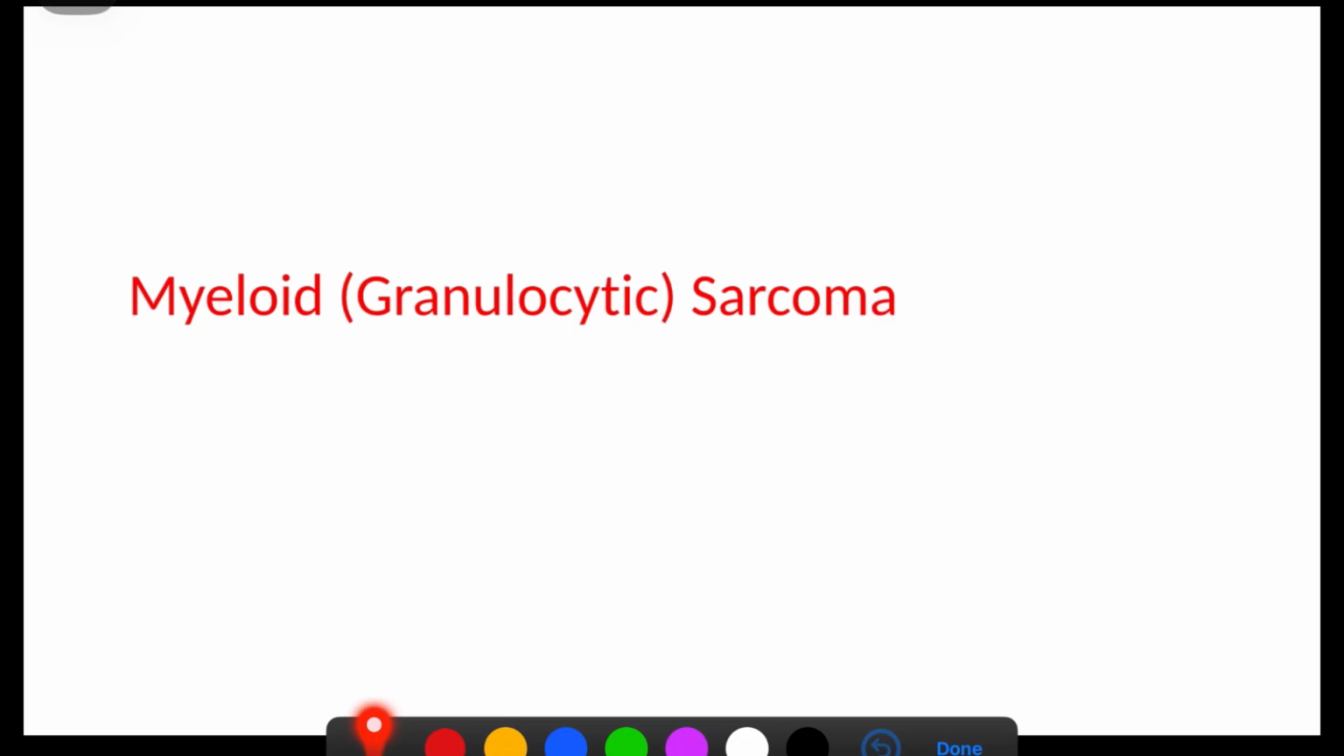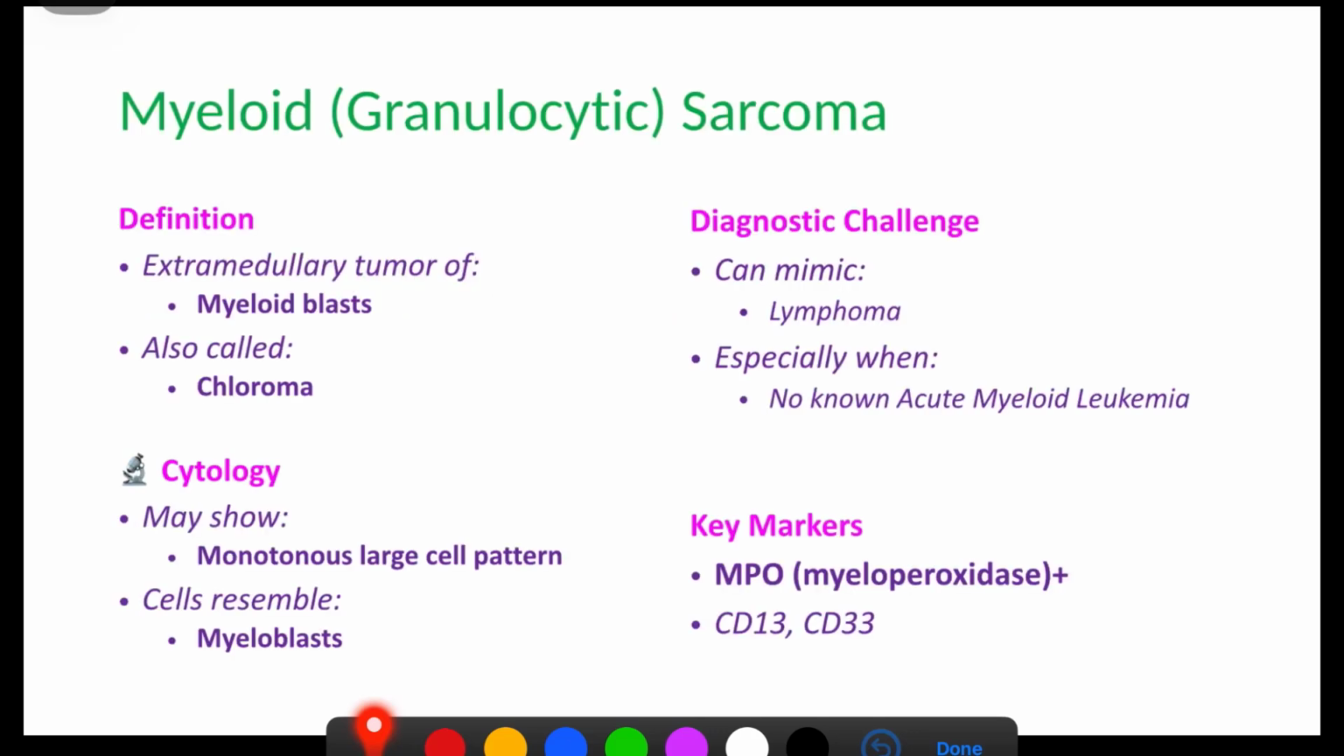Now, another is myeloid granulocytic sarcoma. So, by definition, this is an extramedullary tumor of myeloid blasts. Another name is chloroma. Cytologically, monotonous large cell pattern. It resembles a myeloblast and can mimic lymphoma. So, we have to see for AML whether it is present or not.